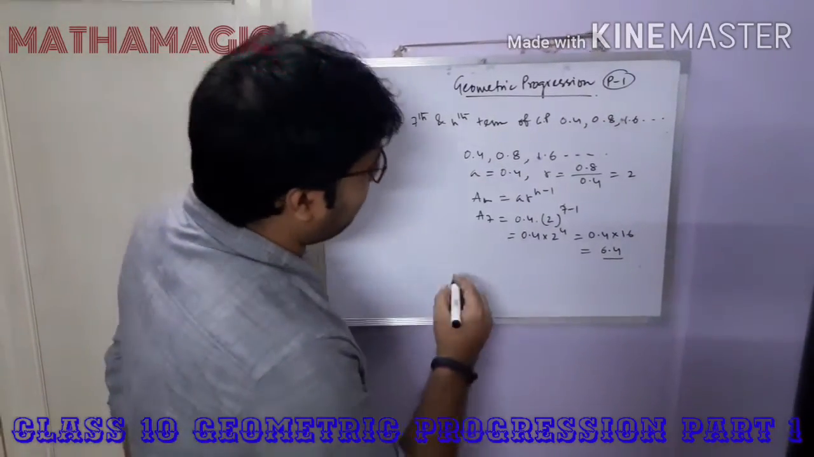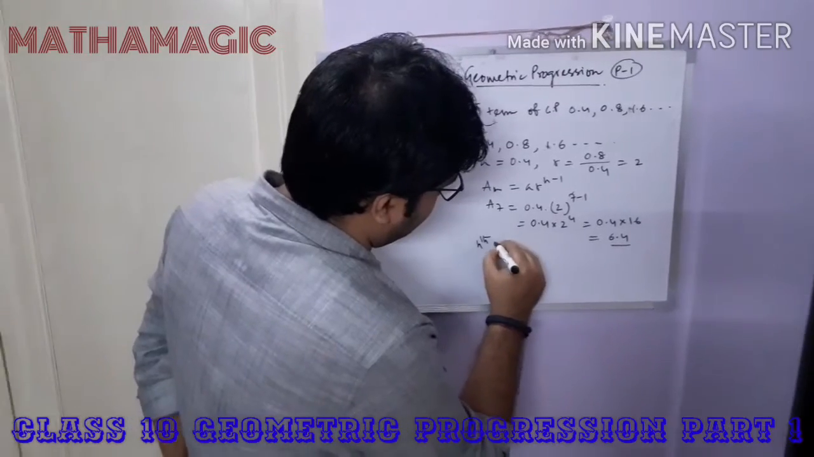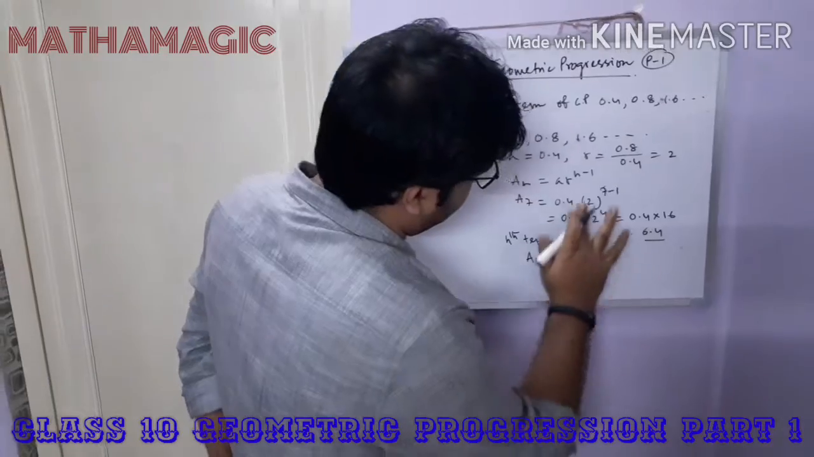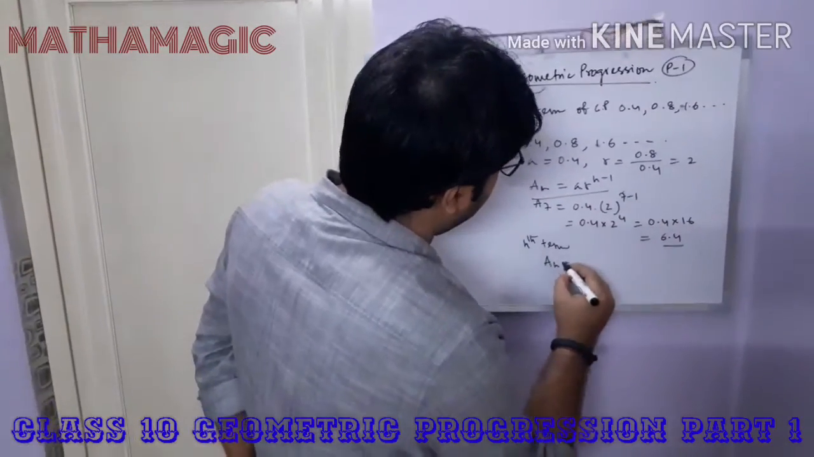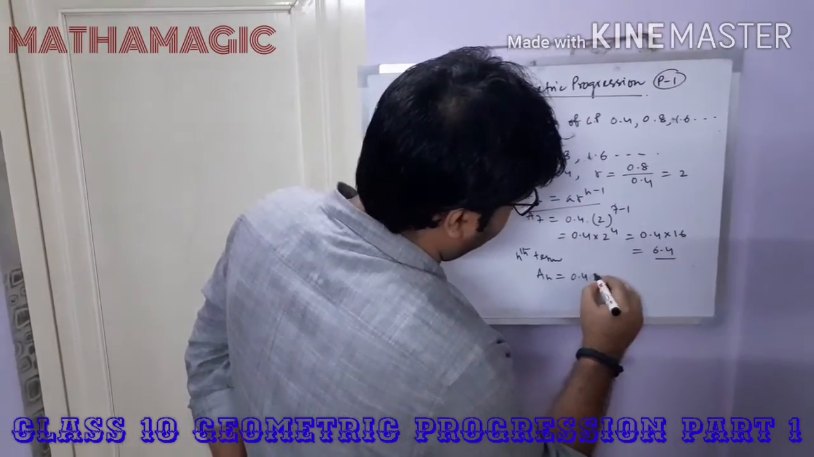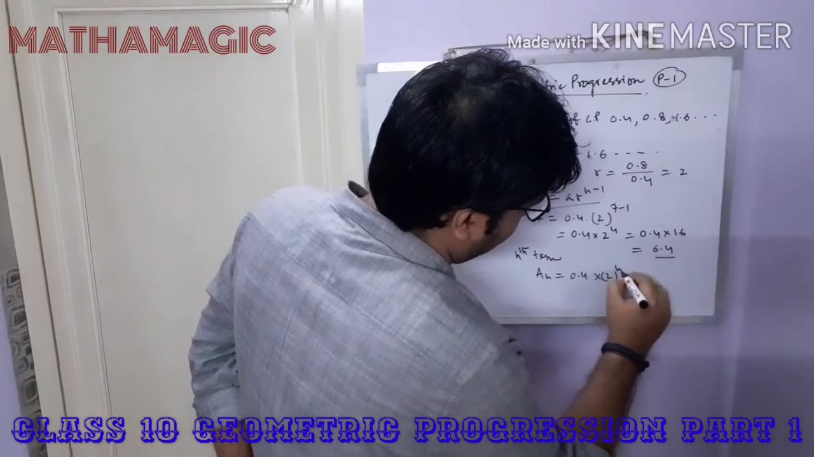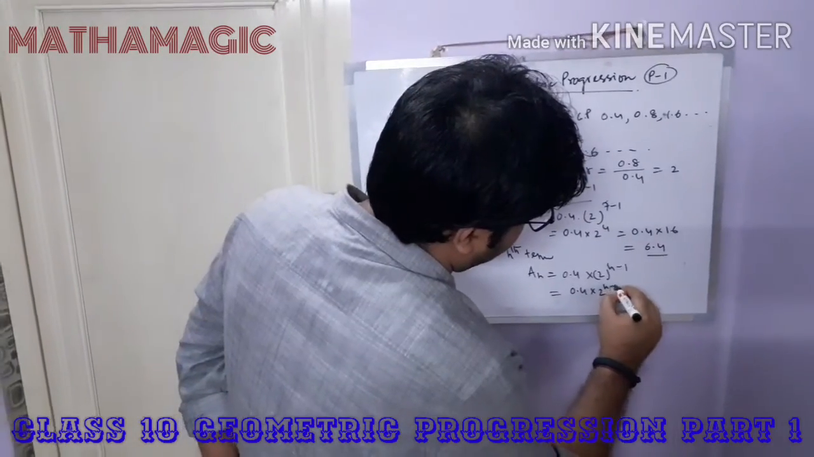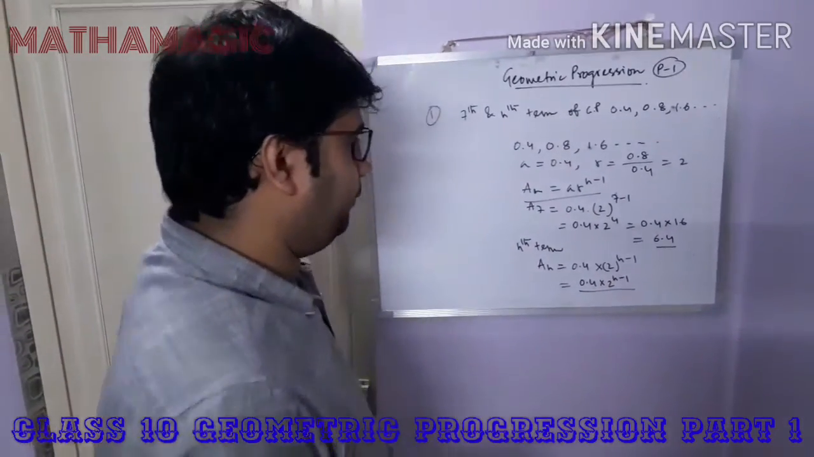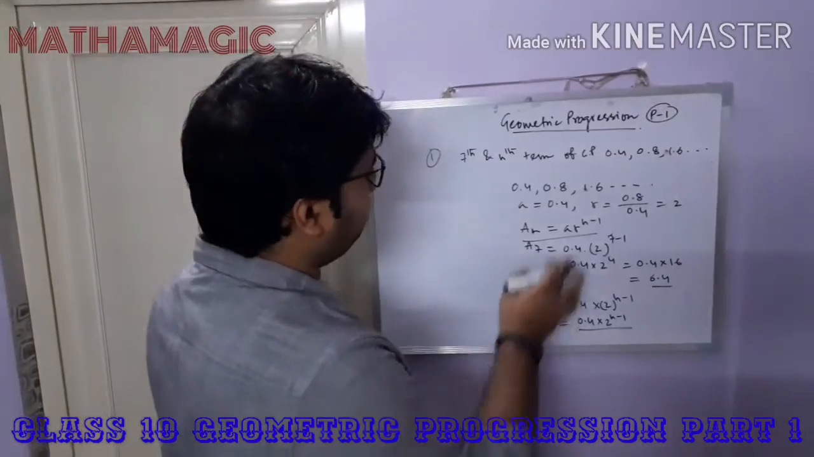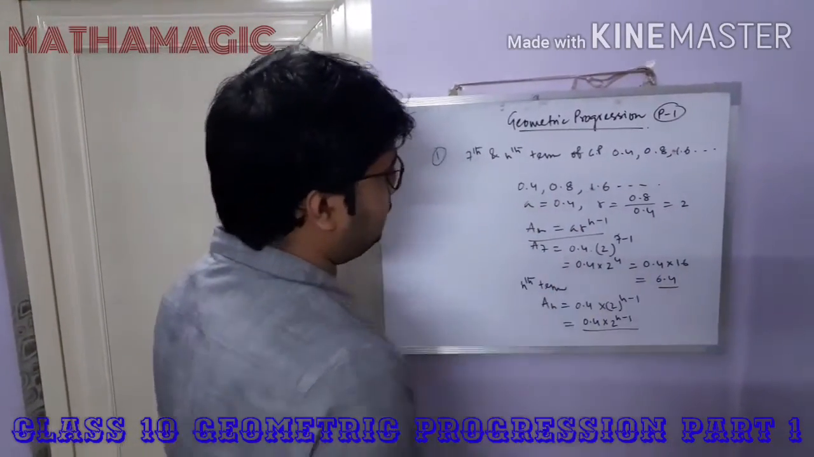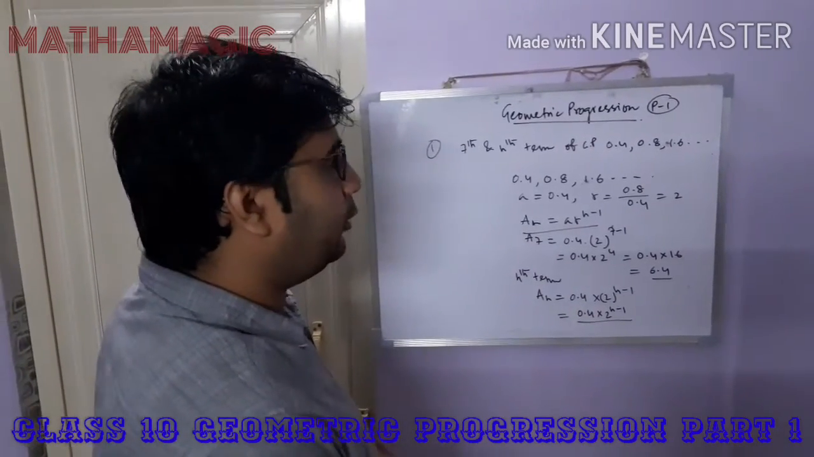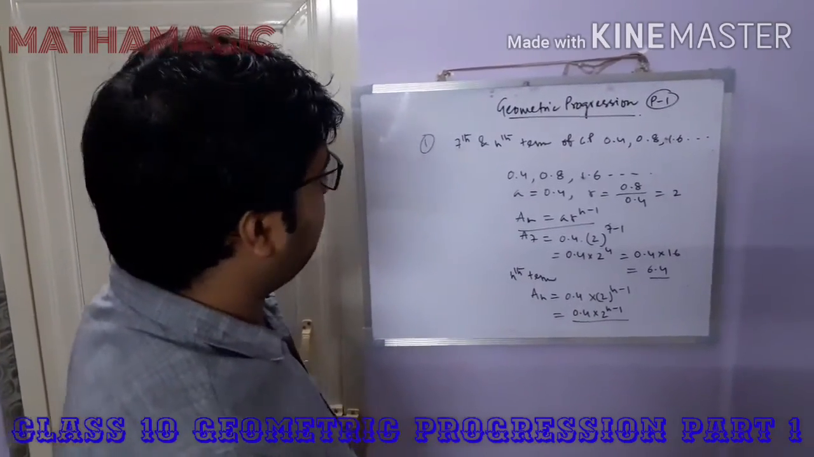And in order to find the nth term, we just need an equals a into r to the power n minus 1. This is the formula which we will be using. So it will be 0.4 into r, which is 2, to the power n minus 1. We'll just keep it like this only. So this is the nth term of the GP series, and this is the 7th term of the GP series. If you get to solve this kind of problem, then you can easily do it like this. Please note it down so that we can move to the next one.